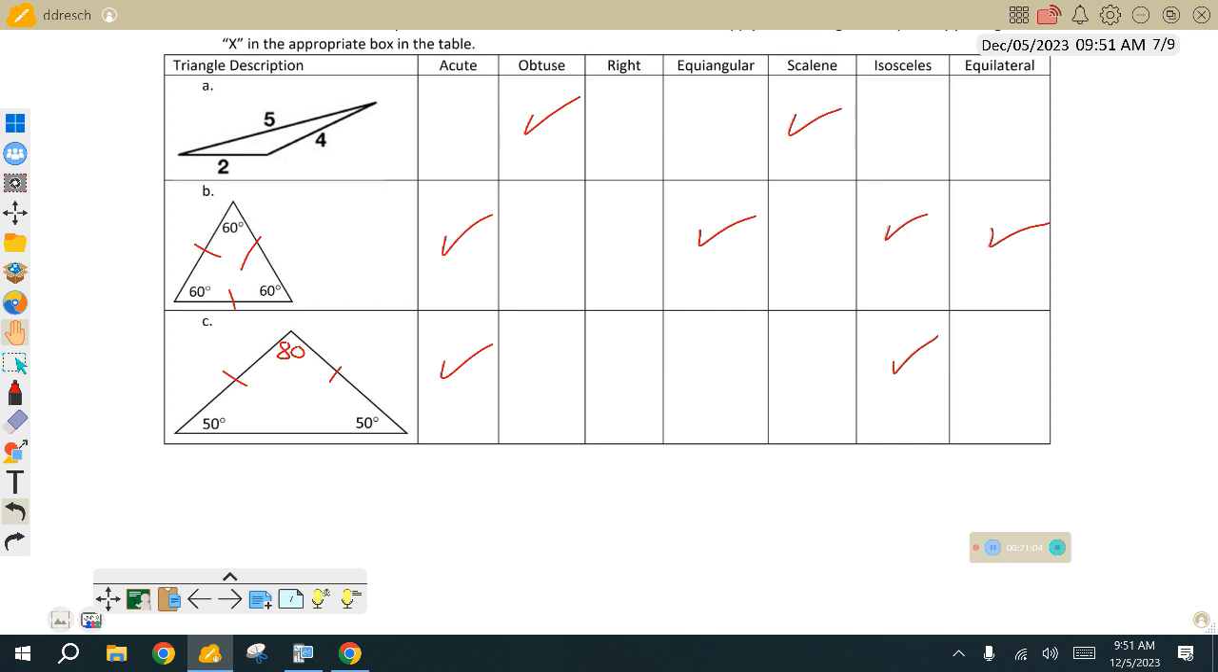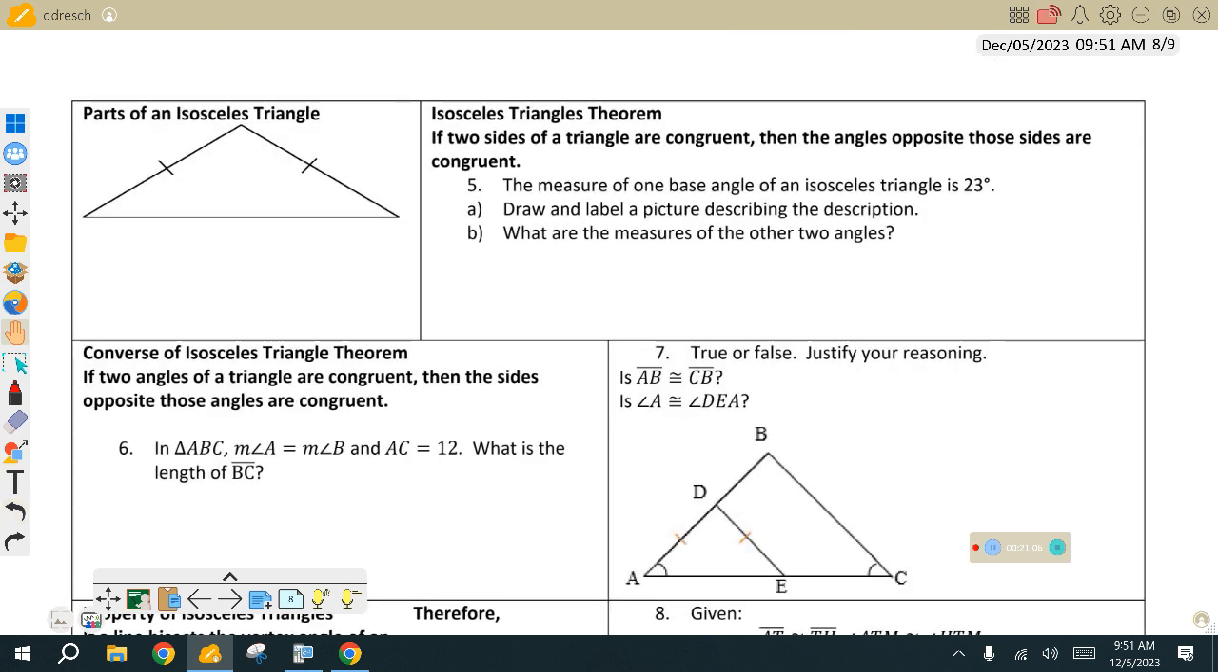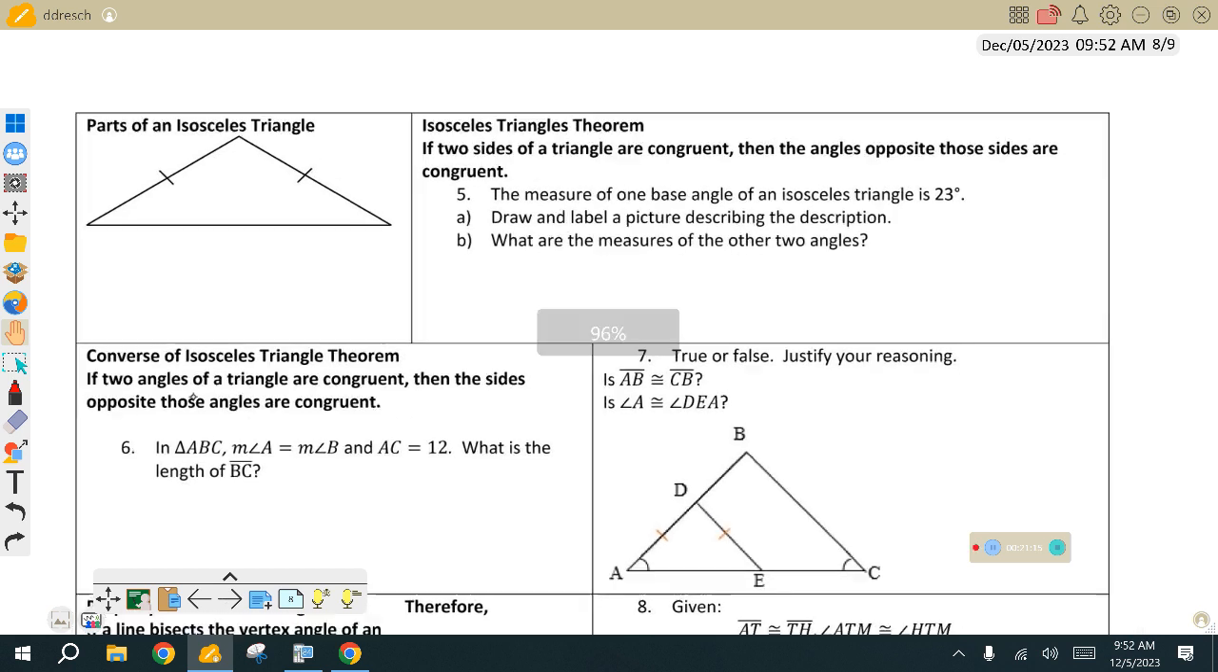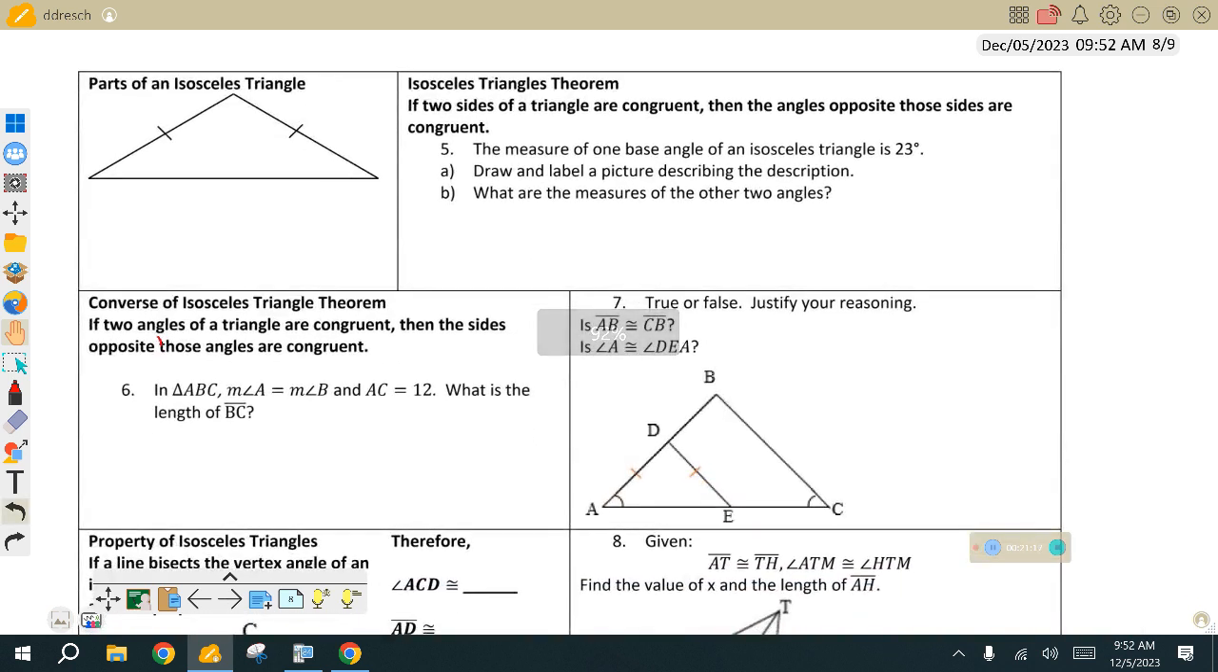Yepers? I think so. What did I tell you about yepers? Okay. What did you say? I say yes all the time. Oh. All right, let's keep talking about isosceles.